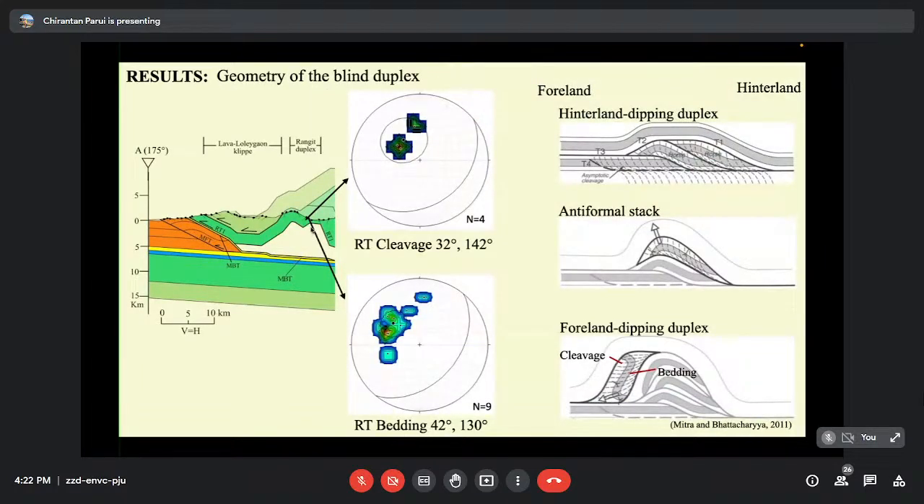Additionally, I looked at the cleavage bedding relationship, where I find that the cleavages are gentler than the bedding. So based on that, I constrained that the blind duplex structure must have a foreland dipping component.